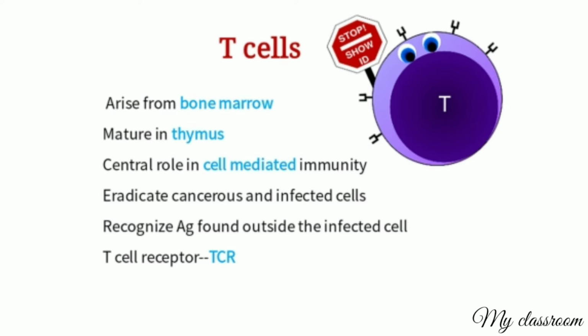T cells. They arise from the bone marrow and mature in the thymus. They play a central role in cell-mediated immunity. That is, the cells are mainly involved in the digestion of the foreign particle, that is by the process of phagocytosis. They eradicate cancerous cells and infected cells.